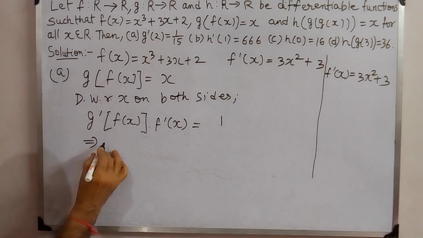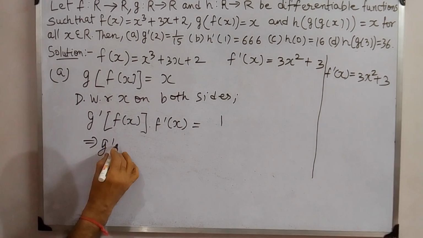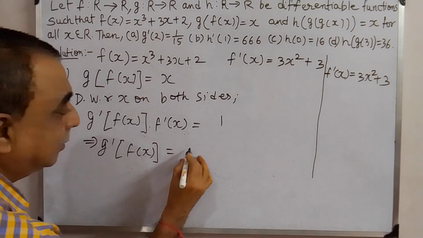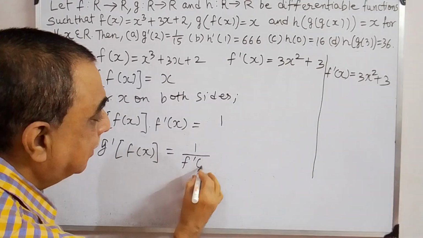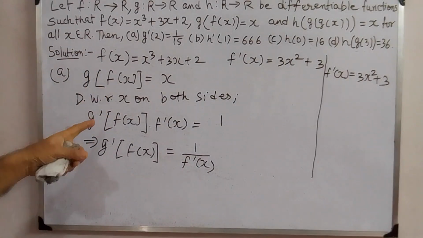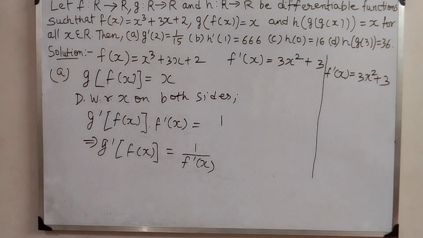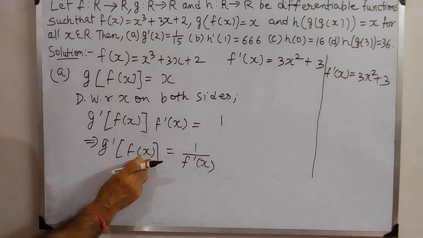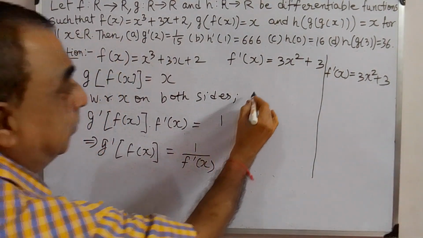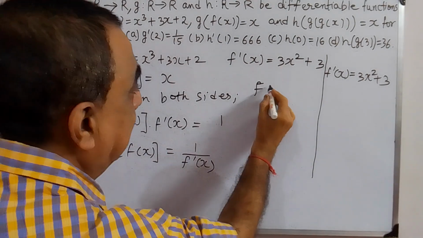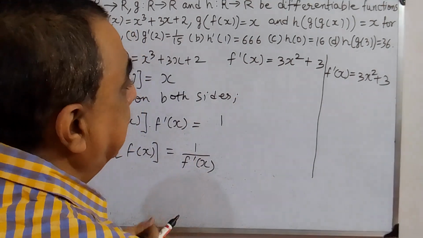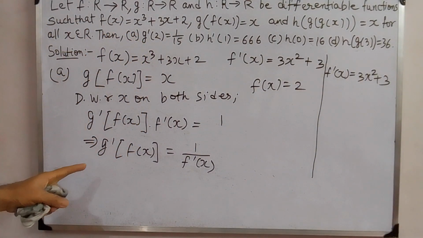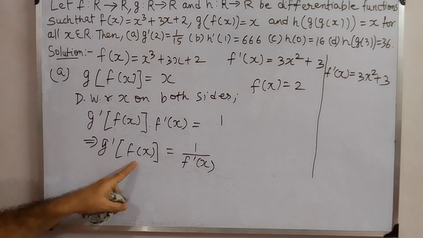So from here, what will we get? g dash of f(x) will be equal to 1 upon f dash x. And we have to find the value of what? g dash 2. So if I make f(x) equal to 2, what will we have here? I will get g dash 2.